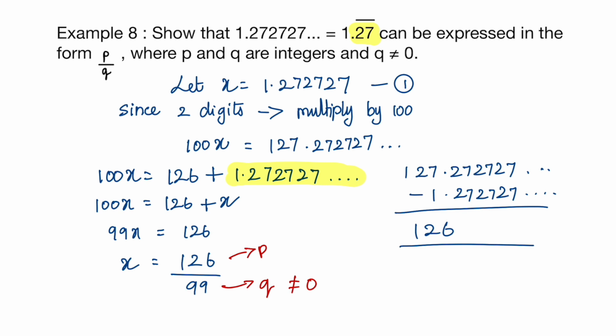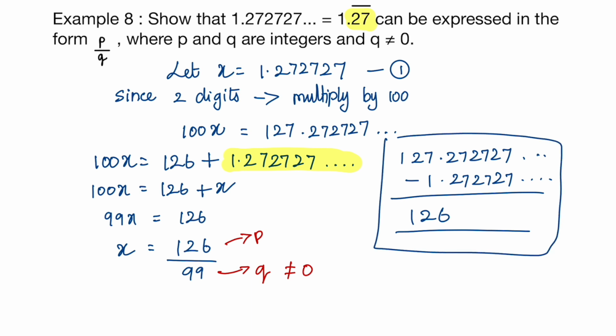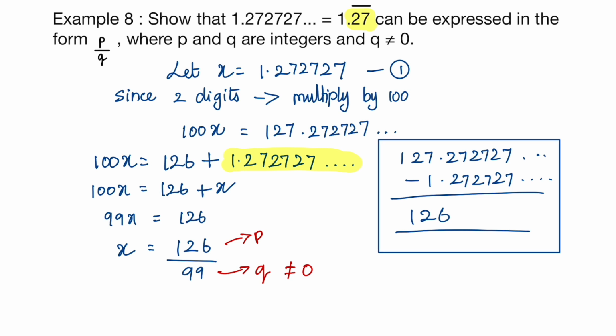Okay, 1.27 bar is expressed in the form of p by q, where q is not equal to 0. This is very similar to the question that we saw in a previous video. It's the same concept, but you have used a different number to solve it, and the same logic applies. Okay, the only thing that was quite different is the way you split it. That is why I told you how to do that.